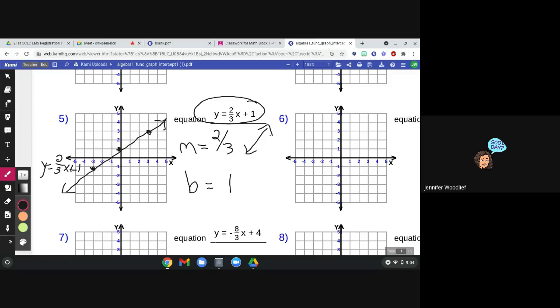All right, here I want you to find the slope. So what's the first thing you're going to have to do? Label your X1, Y1, X2, Y2.